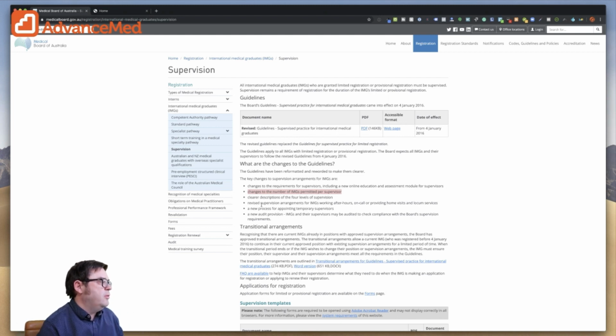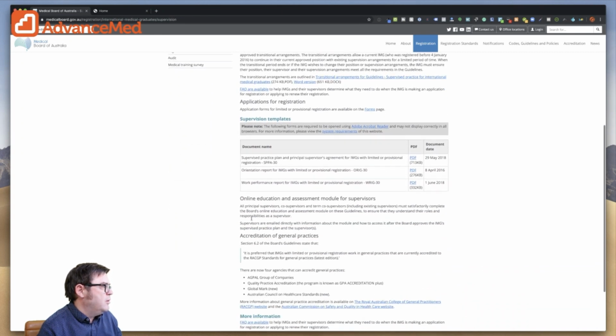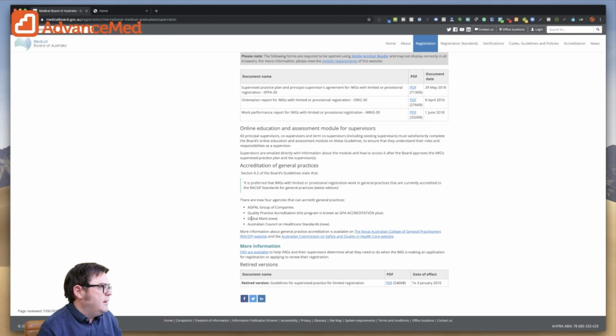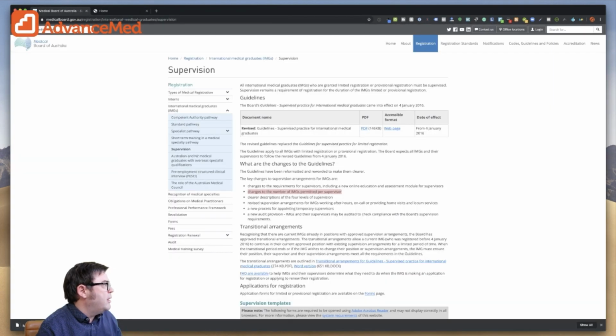Revised supervision arrangements for IMGs working after hours on call. These are, in locum services, times when there's generally a little bit less supervision available, so that makes sense. Process for appointing temporary supervisors and a new audit provision. And then stuff about the transitional arrangements, the online education, etc. Let's have a look at these guidelines just to check them out a little bit.